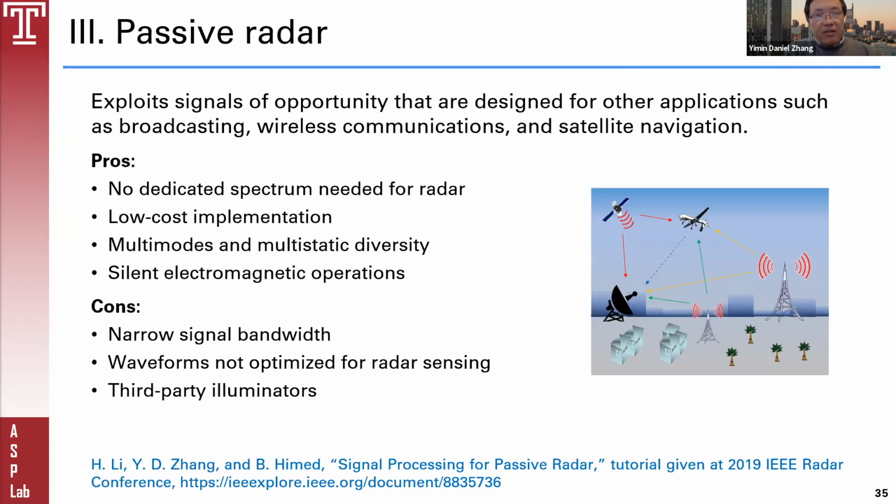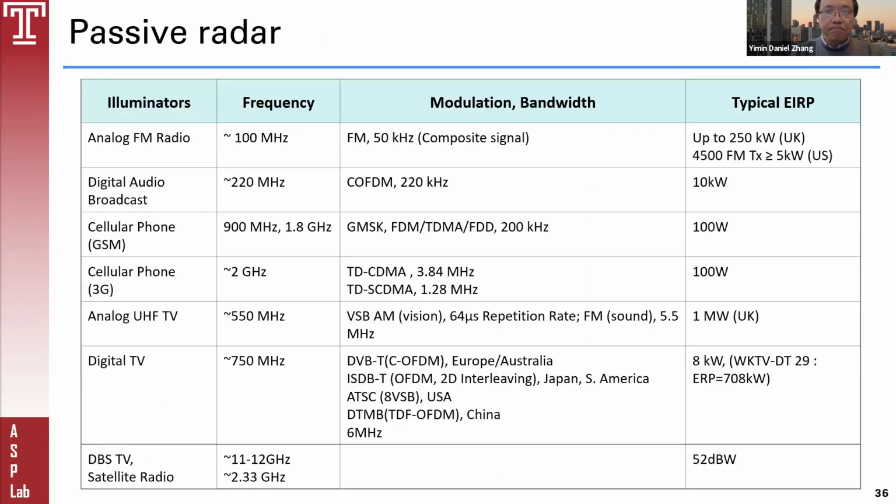The disadvantages include that the signal bandwidth is typically narrow for broadcasting and wireless communications, and the waveforms are not optimized for radar sensing. And also because the sources are third party, the radar does not have control, and in the worst case, the sources can be turned off and the radar cannot operate.